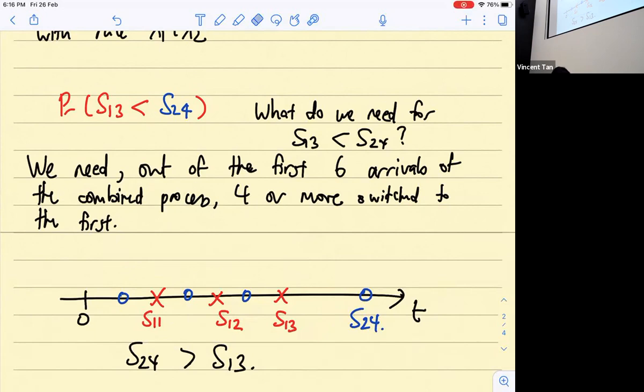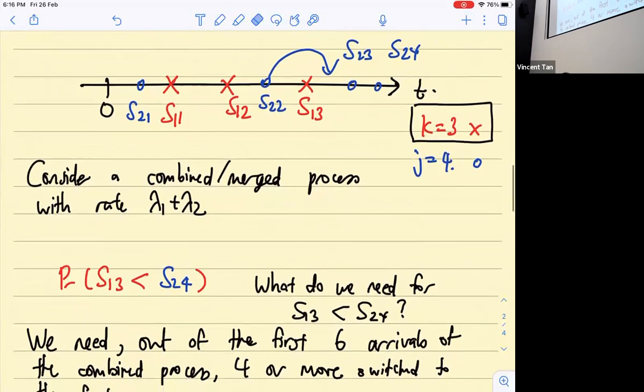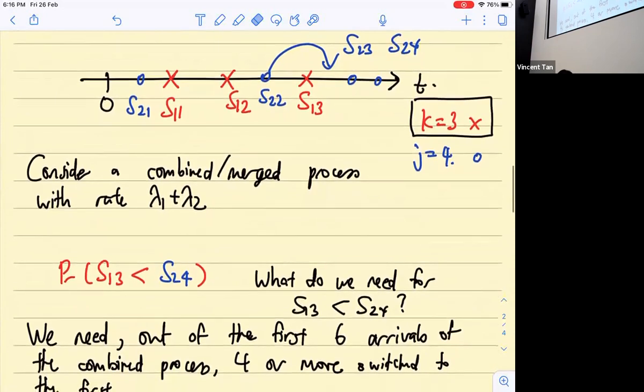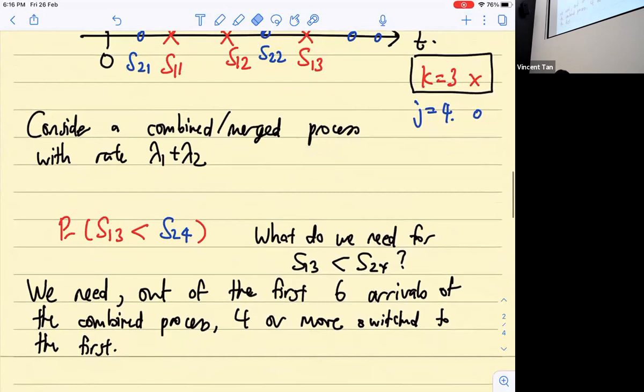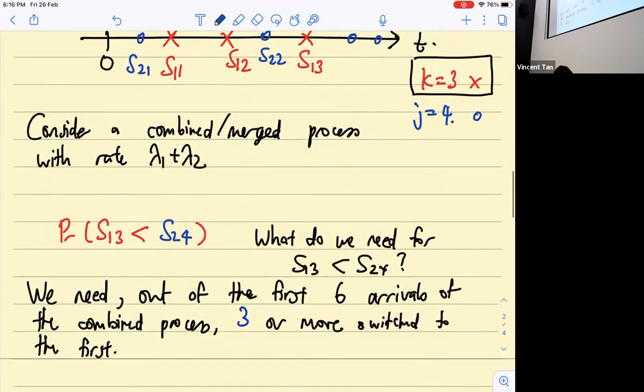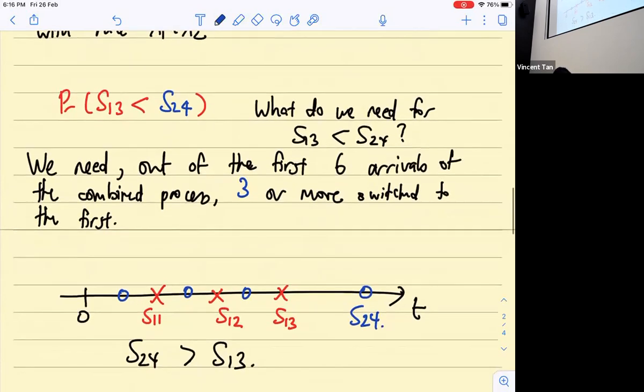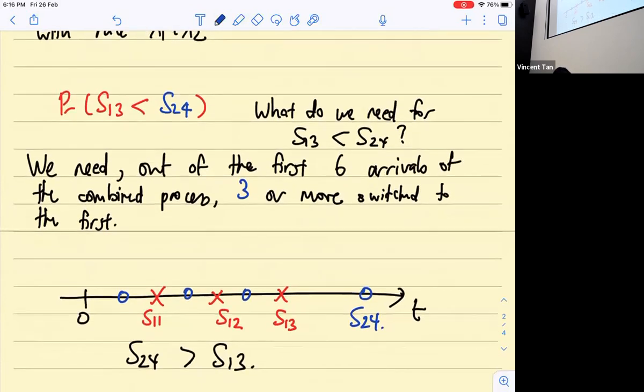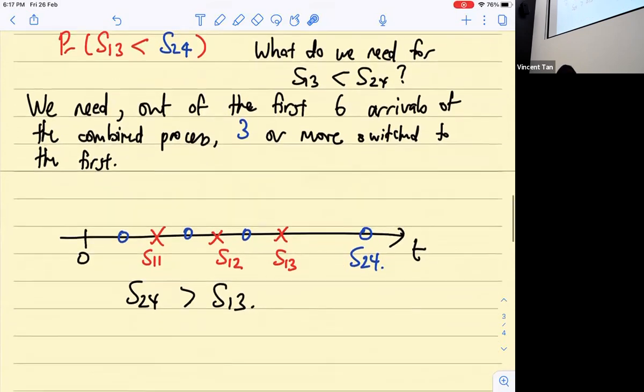Okay. This should be 3 or more switched to the first process. So here we have exactly 3 that are switched to the first process. Here the first process is the one in red. 3 or more are switched to the first process, and here we have the S24 coming along.